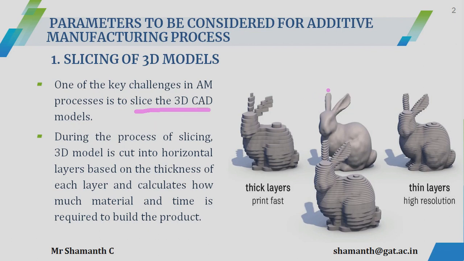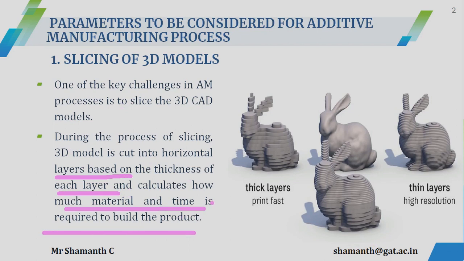You can see here the figure depicts the 3D model. Rabbit is a 3D model, and you have thicker layers, then you have thinner layers here, and a combination of both thicker as well as thinner layers is also present. So what do you mean by slicing? Slicing is nothing but your model is cut into horizontal layers based on the thickness of each layer, and it calculates how much material and time is required to build the product.